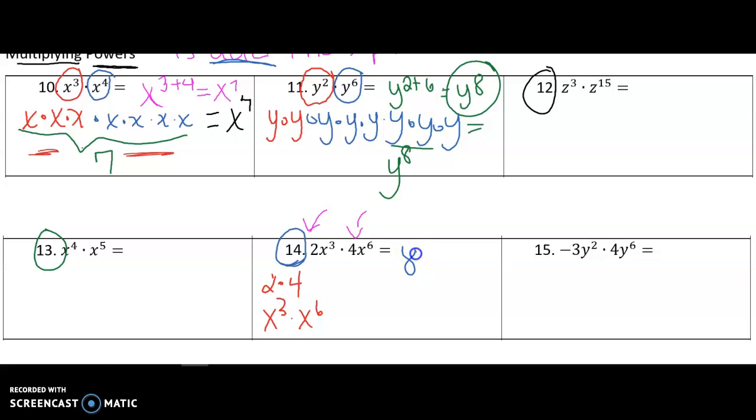2 times 4 is 8, and then x to the 3rd times x to the 6th, well, that's going to be x to the 3rd plus 6, which gives me x to the 9th. So my final answer is going to be 8x to the 9th. Again, make sure that you're writing it like an exponent. This marker I'm using is kind of difficult to use. So that's the answer for number 14. Go ahead and try 15, and we'll do it together in just a second. So pause the video. Try 15.